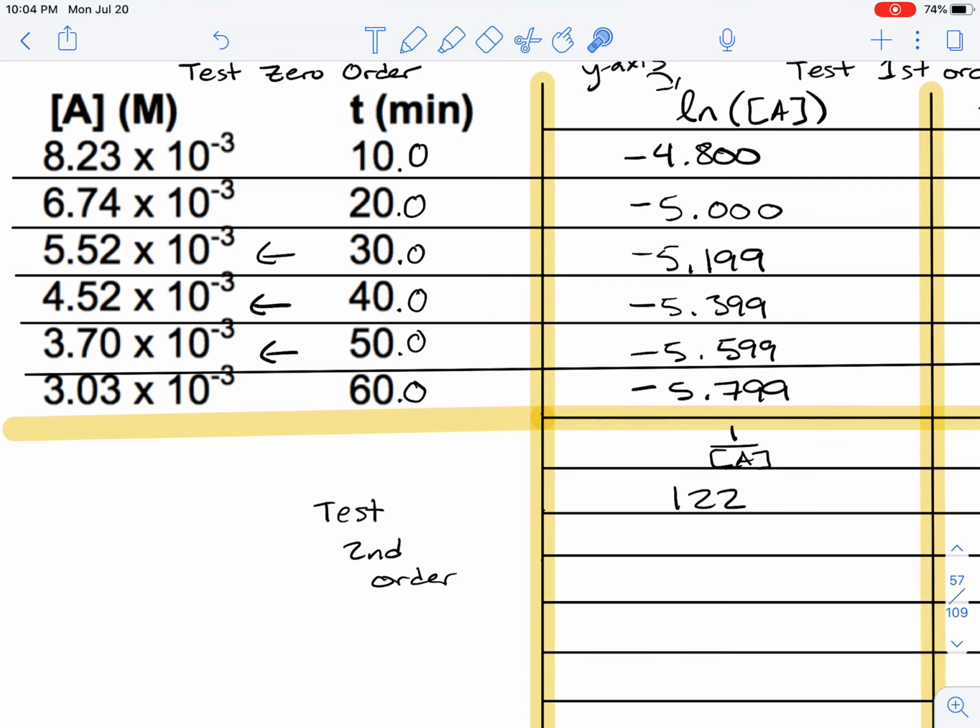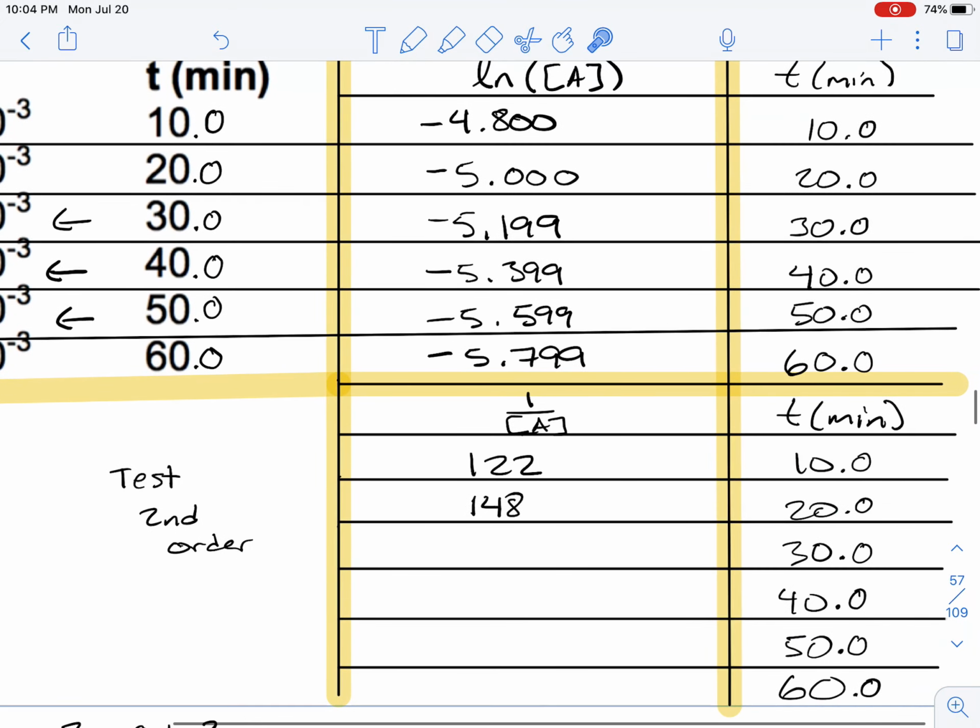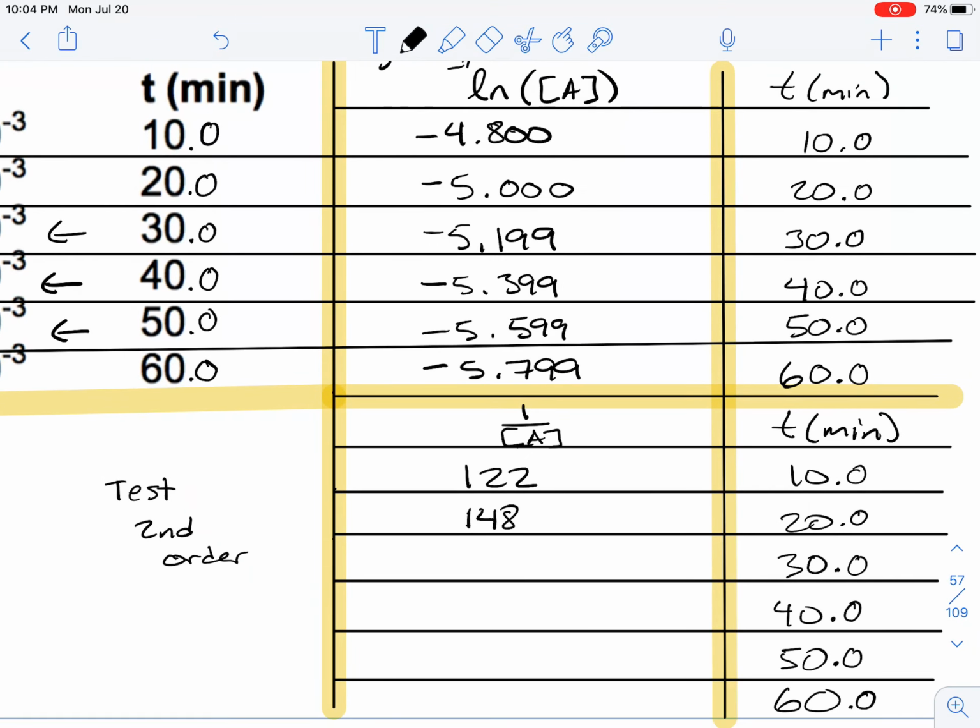And so if you apply that same logic to the second point, I'm going to take 1 and divide it by 6.74 times 10 to the negative 3, and the value that I'll get is going to be 148. And so I'm going to repeat that same procedure for the last 4 points. And so the resulting values, if I take the reciprocal of those concentrations, are going to be 181, 221, 270, and 330.